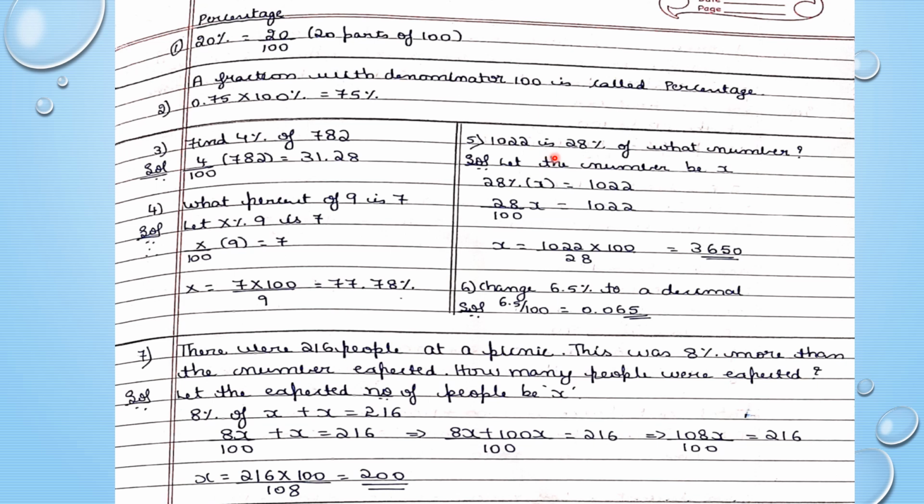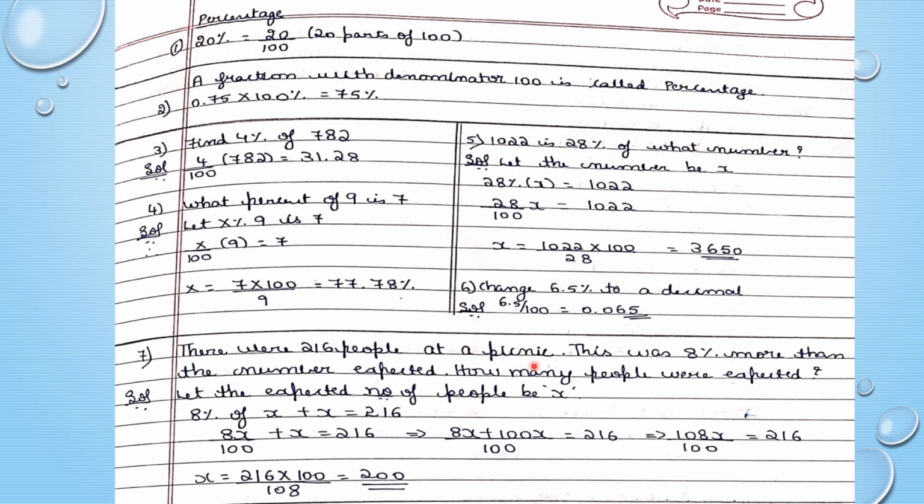1022 is 28% of what number? You don't know the number, so it is taken as x. 28% is written as 28 by 100 into x, so 28x by 100 is equal to 1022. Now cross multiply: x is equal to 1022 into 100 divided by 28, so you will get 3650. Change 6.5% to a decimal. So 6.5 by 100, just a normal division, and you will get 0.065.